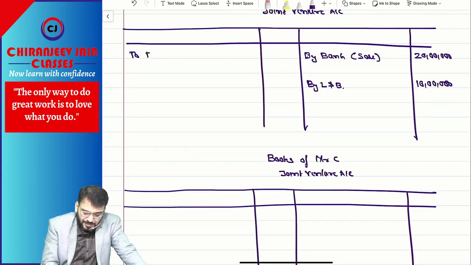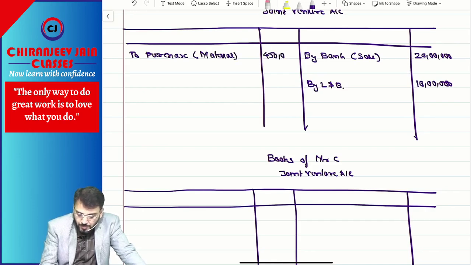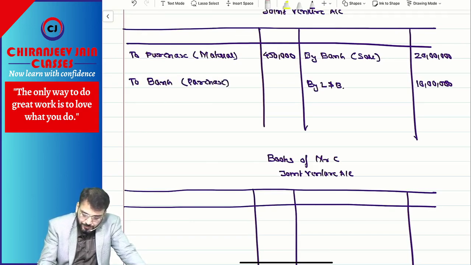There is one material supplied, it means it will be a purchase, huh? Because inventory will decrease, na? This is material supplied. It was already purchased, na? Are you able to understand? And there is one again, they purchase material. So write to bank, this is purchase. Are you able to understand this? This is 5 lakh.